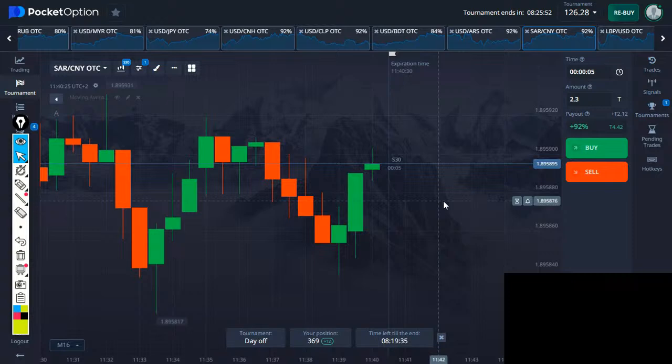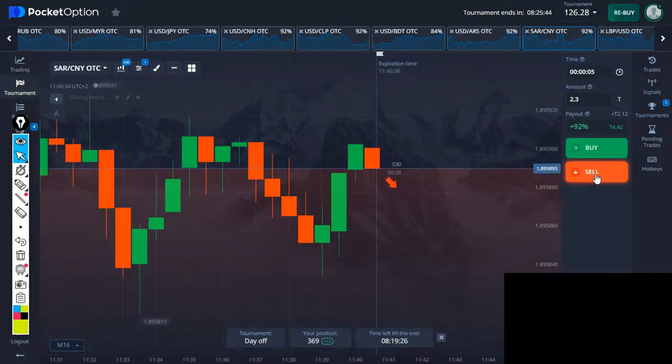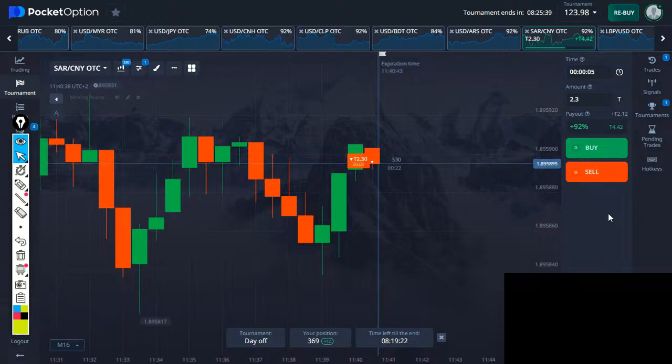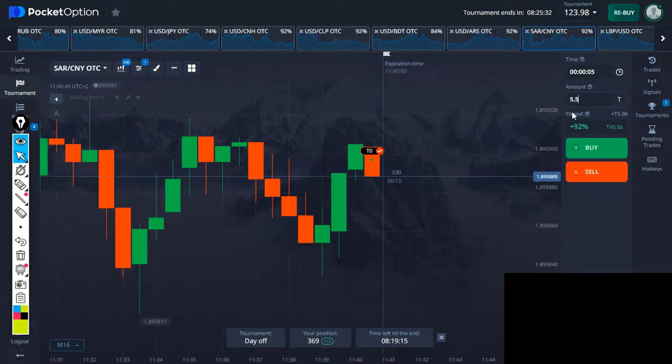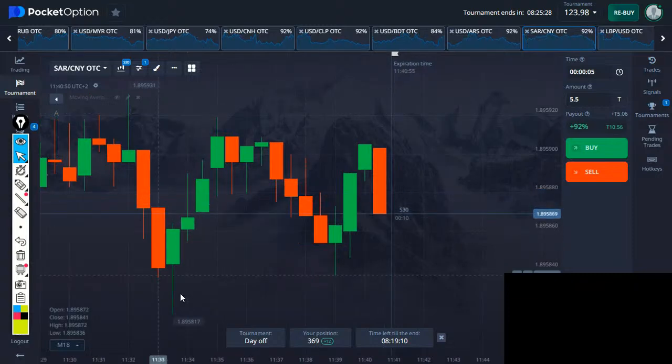Let's see the candle, the next bar opening. Red, powerful red, 27, 25, we go for a sell. That's a loss, very close one. So we increase the amount to 5.5. Wait for next candle. This is highly dangerous. I wouldn't trade this one.